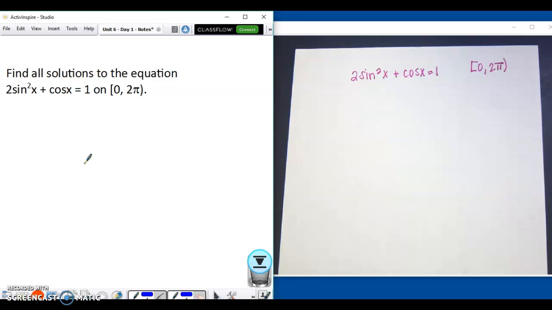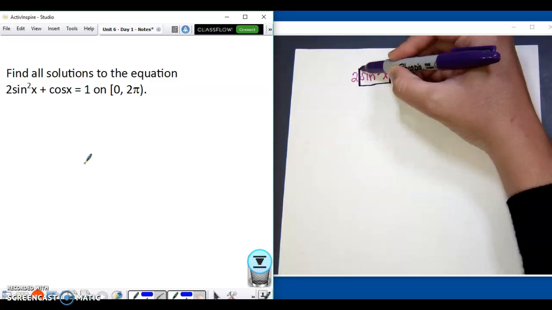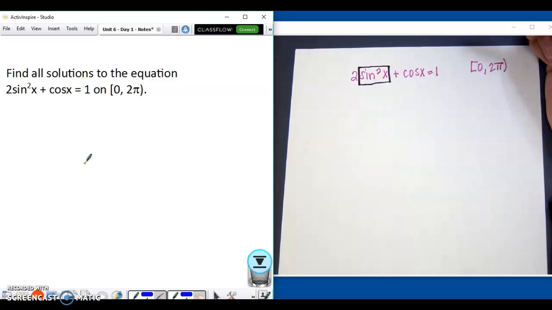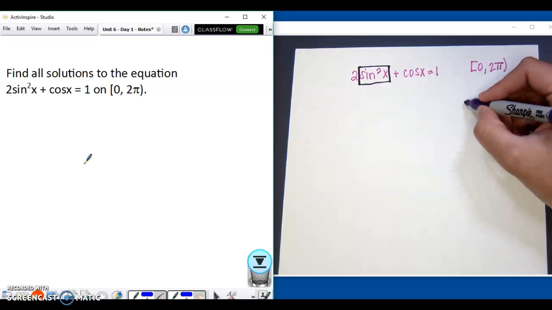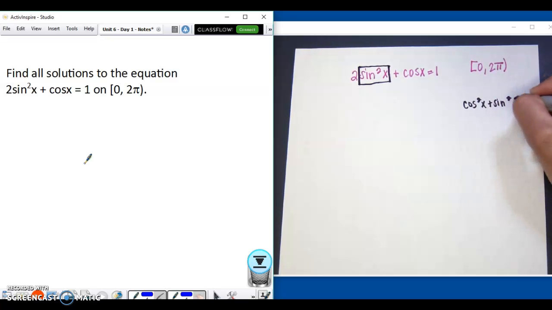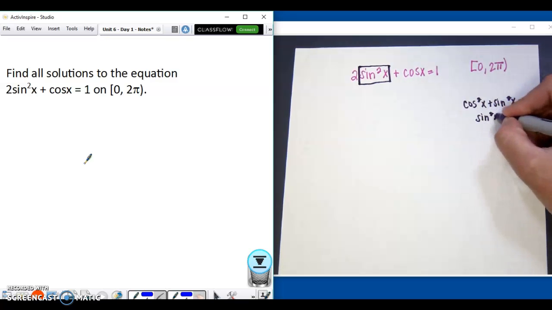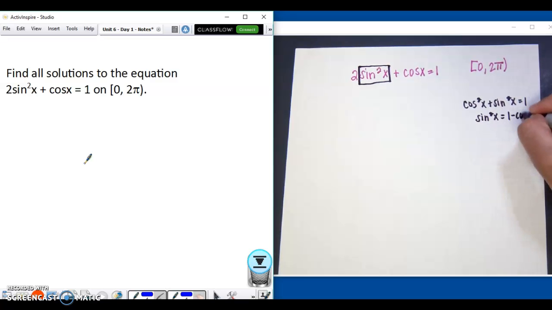Okay, so we need to make it the same trig function. So I'm going to take sine squared x, and I want you to think about your Pythagorean identity. So over here on the side, we know cosine squared x plus sine squared x equals 1. So I want to rewrite that where I solve for sine squared. So that means sine squared x is 1 minus cosine squared x.